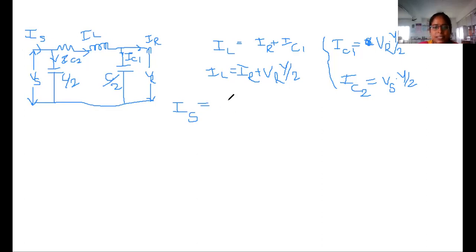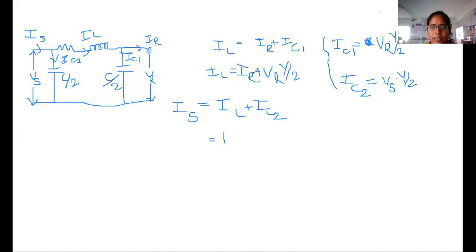IL plus IC2. Okay, IS equal to IL plus IC2. We know that the IL equation is IR plus VR into Y by 2. Substitute here. So see here, IL plus IC2.